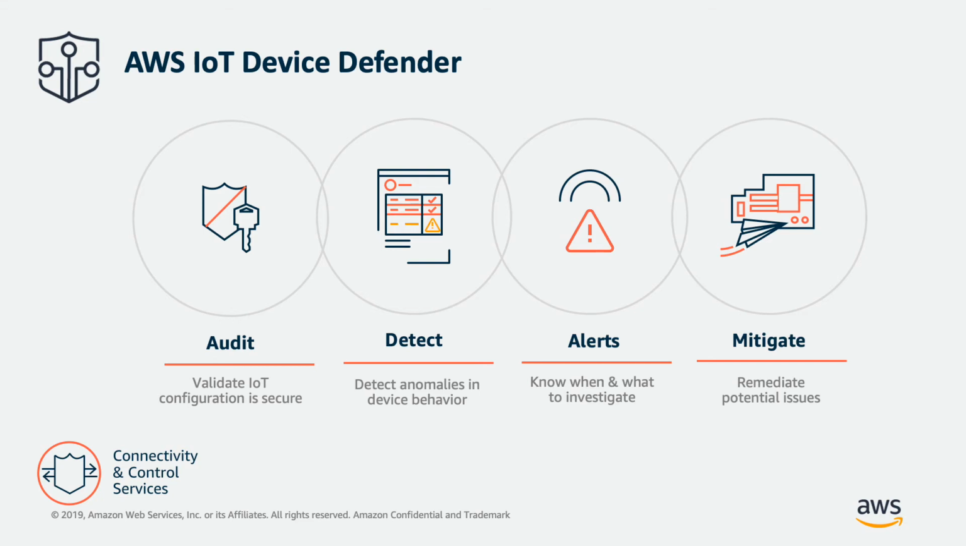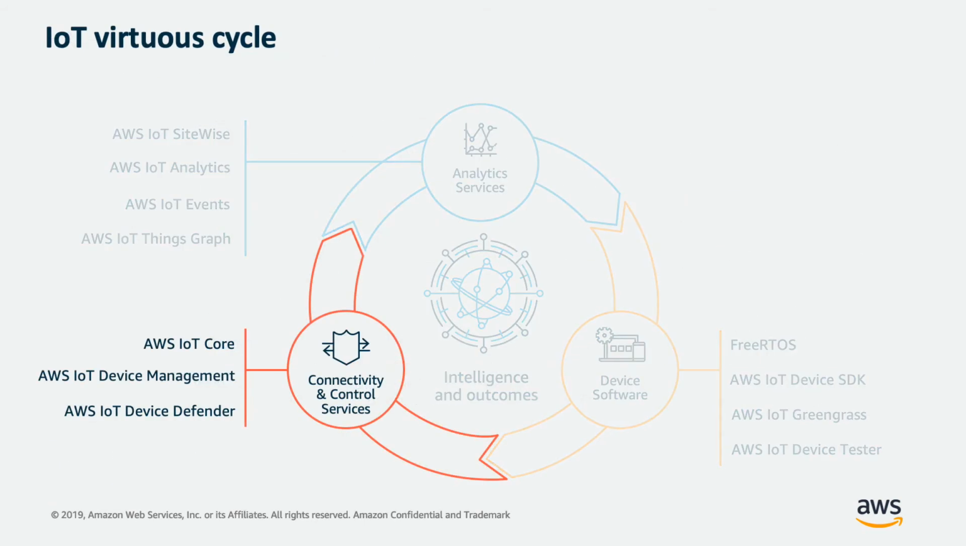And then lastly, through its integration with IoT Device Management, IoT Device Defender lets you take corrective action like rebooting a device, updating its firmware, or revoking its permissions via a change in policy. So there you have it. The three components, if you will, of our connectivity and control services: AWS IoT Core, which we did a walkthrough of, AWS IoT Device Management, and AWS IoT Device Defender.